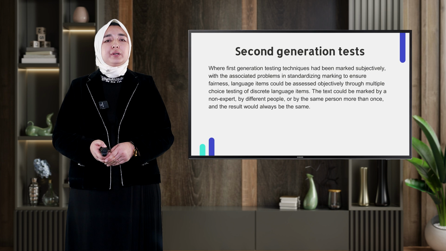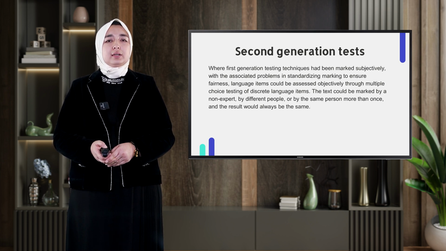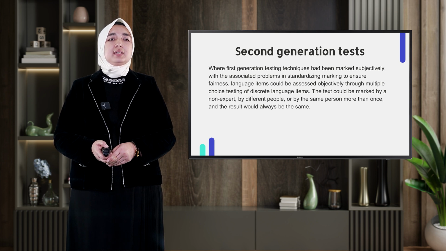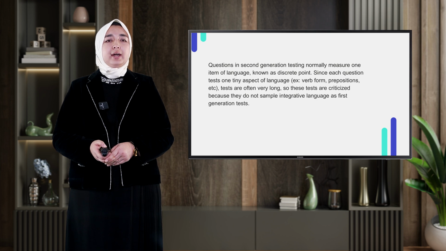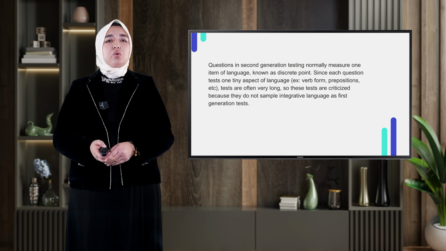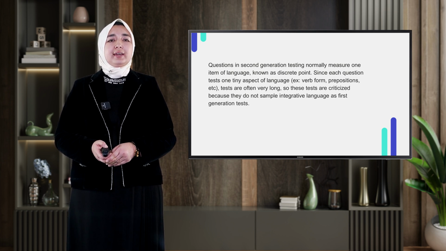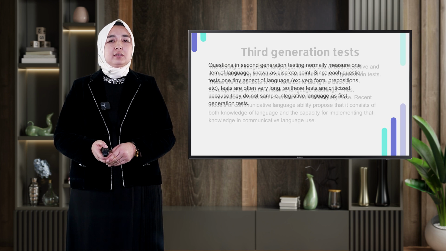The test could be marked by a non-expert, by different people, or by the same person more than once, and the result would always be the same. Questions in second-generation testing normally measure one item of language, known as discrete point. Since each question tests only a tiny aspect of language, such as verb forms, prepositions, etc., these tests are often very long, and they are criticized because they do not sample integrative language as first-generation tests do.